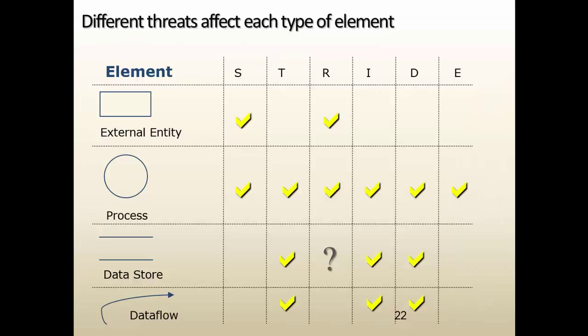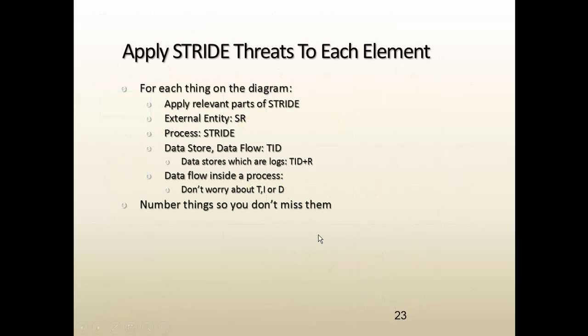You'll notice when you look in here, processes interact with everything, so they potentially have all effects of STRIDE. External entities: spoofing, repudiation. Data stores and data flows: tampering, information disclosure, denial of service. Data flows can also potentially have repudiation issues. So you want to apply STRIDE throughout the process. And you don't worry if you've got exactly which one it is.